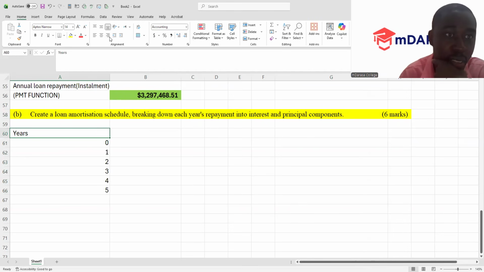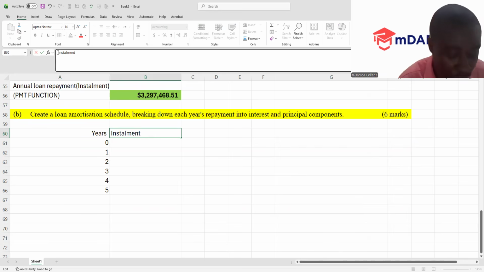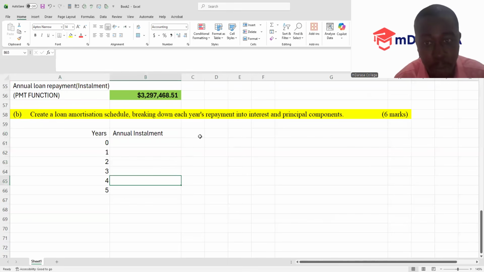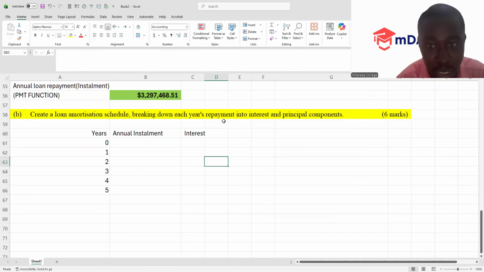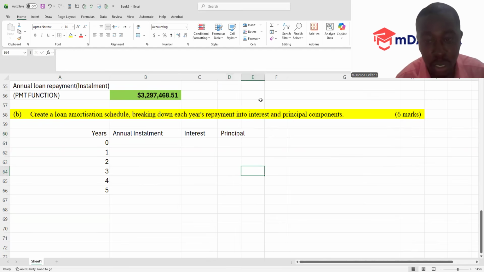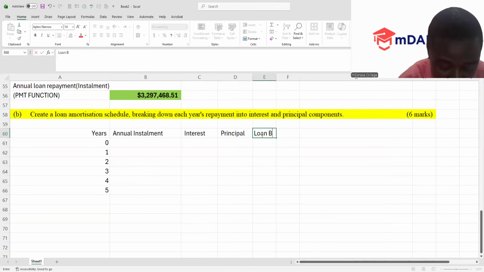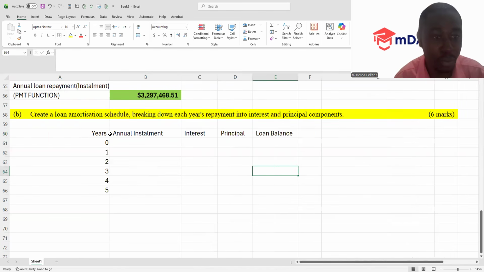Considering that, what were we asked? We need to have the installment part, whatever I'll be paying per year, the annual installment. The aspect of interest, plus the principal value. We also have to take into consideration the loan balance. So these are the items you're required to prepare.